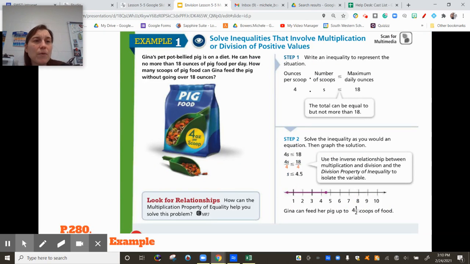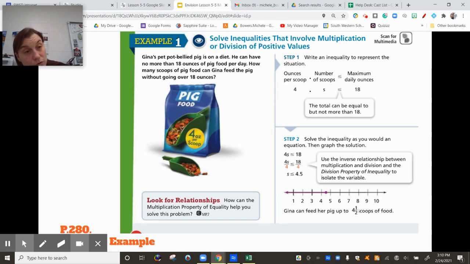So this is an example on page 280 from your book. Gina's pet, pot-bellied pig, is on a diet. He can have no more than 18 ounces of pig food per day. How many scoops of pig food can Gina feed the pig without going over 18 ounces? Well, each scoop is 4 ounces. So 4 ounces per scoop.